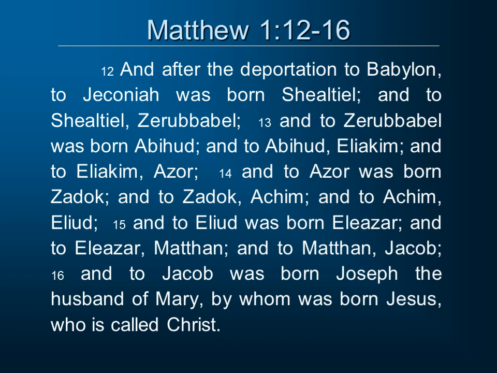And so we have the completion of the genealogy. After the deportation to Babylon, to Jeconiah was born Shealtiel, and to Shealtiel Zerubbabel, and to Zerubbabel was born Abihud, and to Abihud Eliakim, and to Eliakim Azor, and to Azor was born Zadok, and to Zadok Akim, and to Akim Elihud, and to Elihud was born Eleazar, and to Eleazar Mathan, and to Mathan Jacob, and to Jacob was born Joseph, and now we finish it up, the husband of Mary, by whom was born Jesus, who is called Christ.